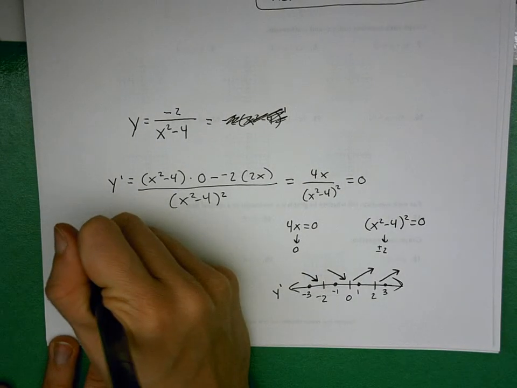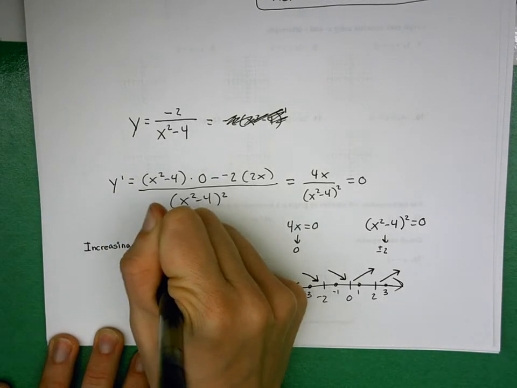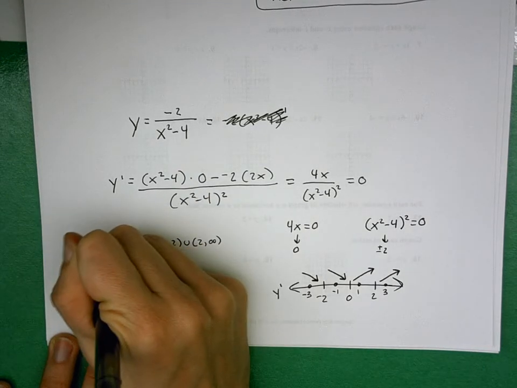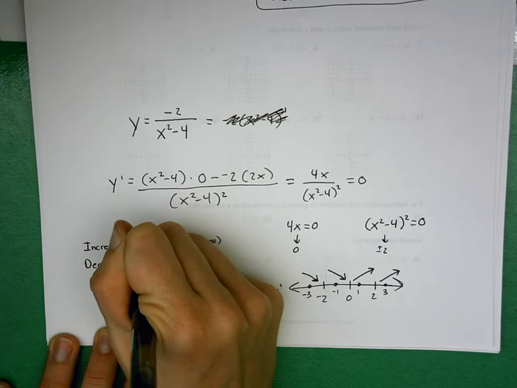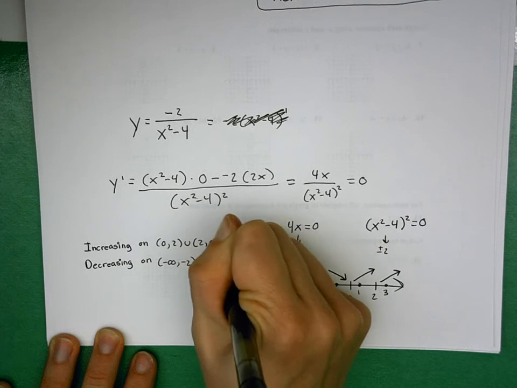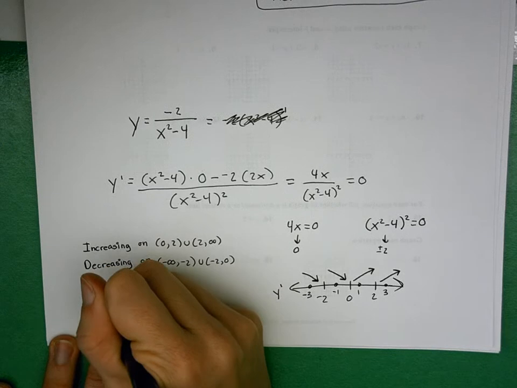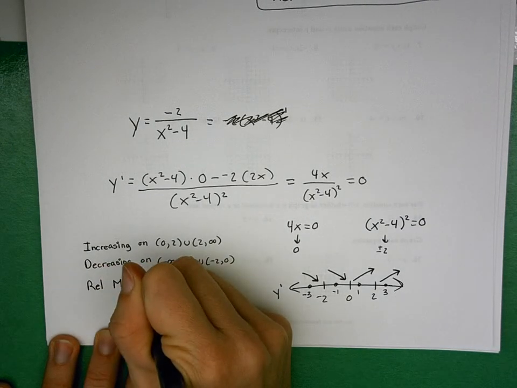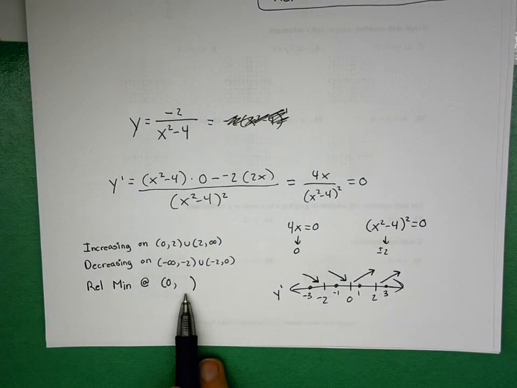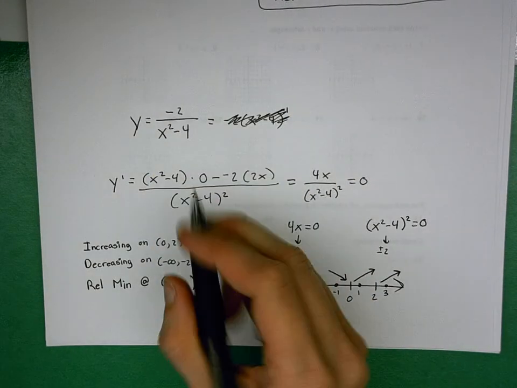I can discuss where I'm increasing. I'm increasing on 0 to 2 and 2 to infinity. I'm decreasing on negative infinity to -2 and -2 to 0. And then in this case, I have no relative maximums, but I do have a relative min at 0, and then its y value. And again, one more time, when I want to find the y coordinate, I take my x and I plug it into y up here to solve for y. And when I plug in 0 up there, I get 1/2.